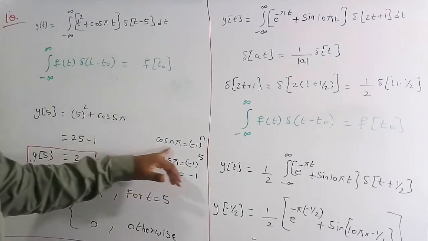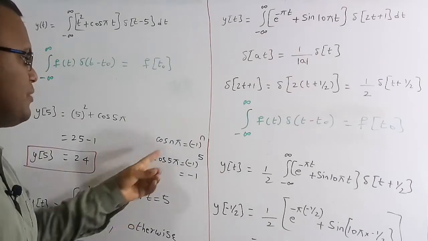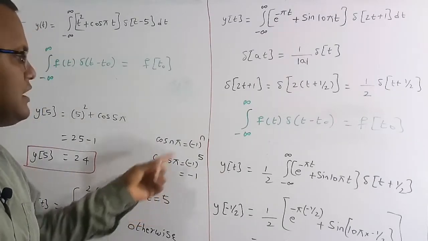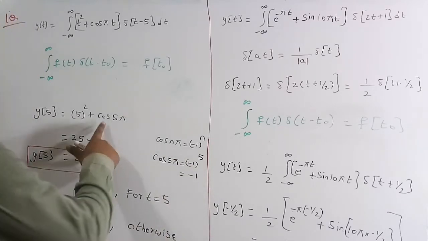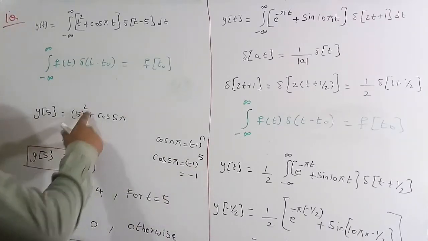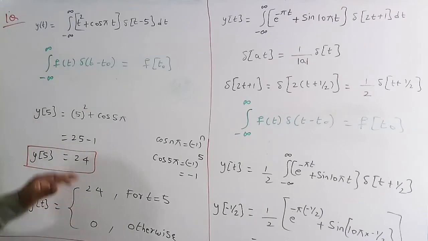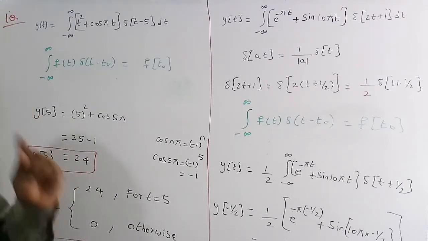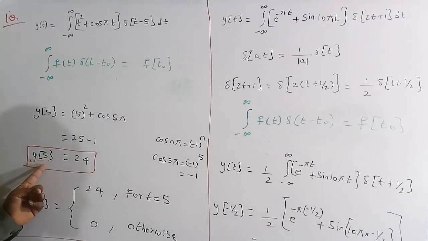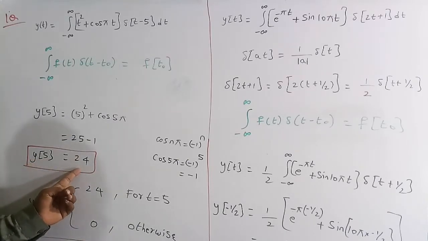Basically cos n pi is equal to minus 1 to the power of n. When n is an odd number, here 5, minus 1 to the power of 5 is again minus 1. So cos of 5 pi is nothing but minus 1. 5 square is 25, and 25 minus 1 is nothing but 24. So this integral is going to have a non-zero value at only one instant, t equal to 5.